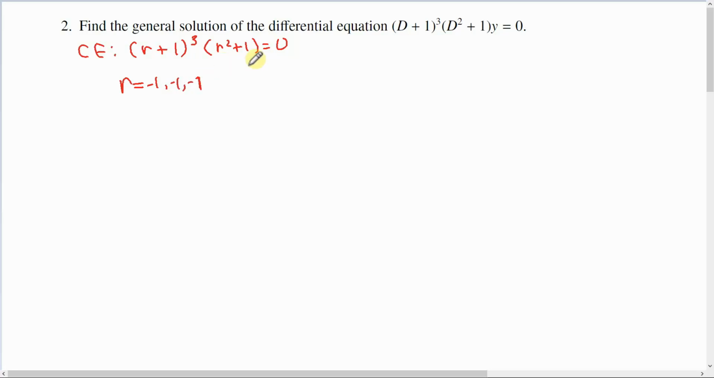And this leads to r^2 + 1 = 0, which is r^2 = -1. That is, r, when you take the square root of both sides, is plus or minus i. So plus or minus i is also part of my solution set. And so I get 5 functions involved, and here's how it looks.